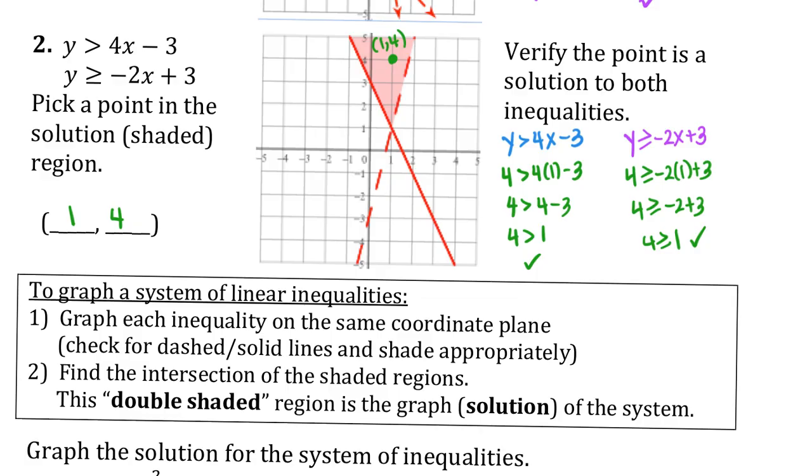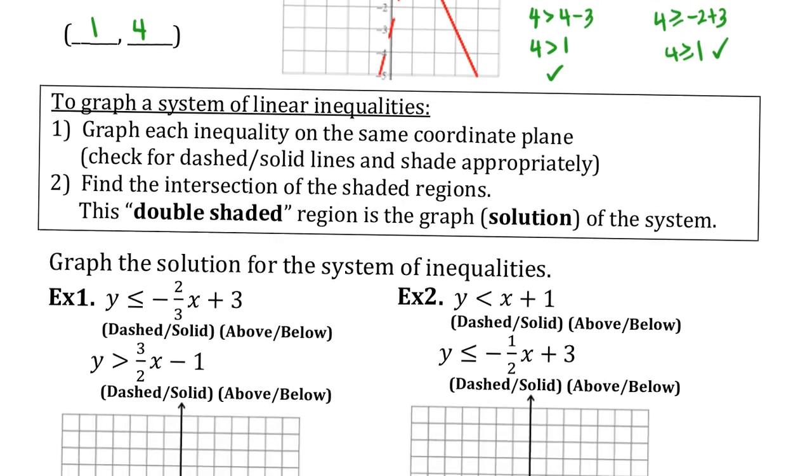If you pick any point in the shaded region, it has to work for both. If it fails for either one, it is not actually a solution to the system. Okay, now let's actually graph the whole thing together.